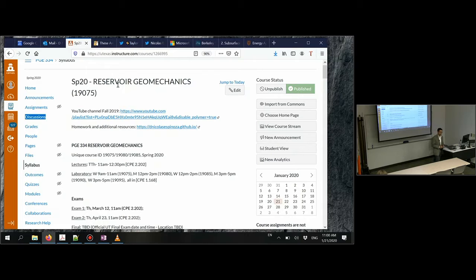This is PGE334. So if you were supposed to be in EOR, it is not a class. It's in PGE 2210. But I think you are all here for geomechanics. I hope this is all of you. I'm going to count again how many students we're supposed to have in this class.